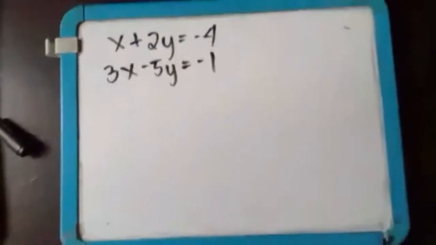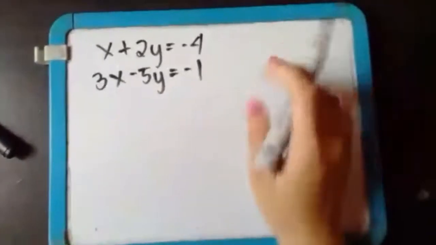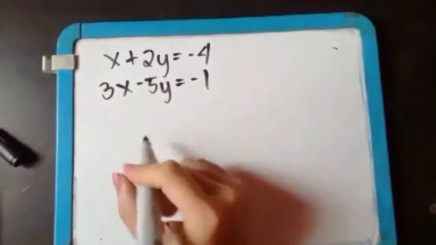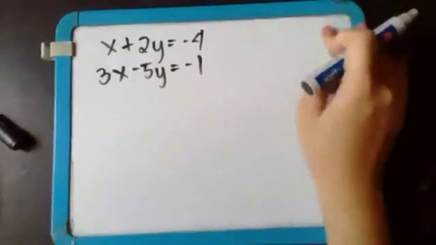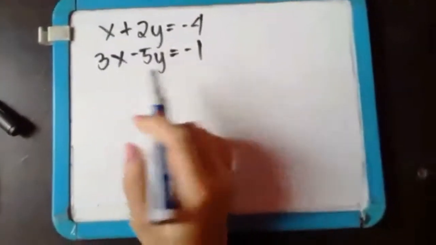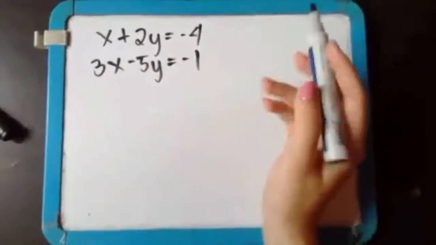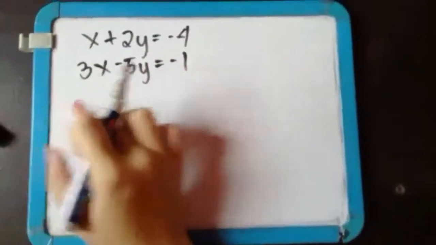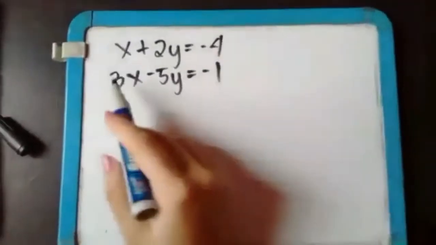Hey guys, so I have here another system which is x plus 2y equals negative 4 and 3x minus 5y equals negative 1. In this case, we cannot instantly eliminate a variable because it's not balanced. If we add these, it's going to be 4x, and if we subtract these, it's going to be balanced.